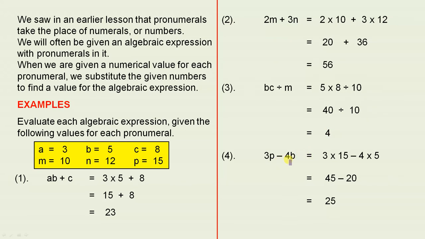3p minus 4b, that's 3 times 15 minus 4 times 5. 3 15s are 45 and 4 5s are 20. 45 minus 20 is 25.